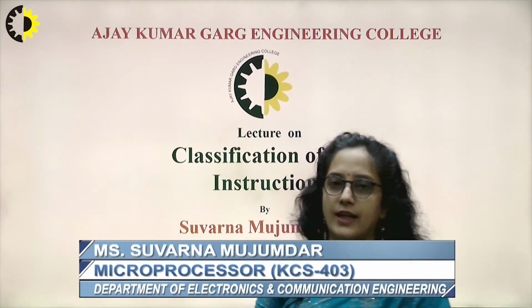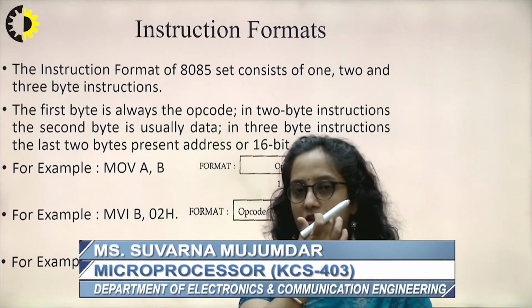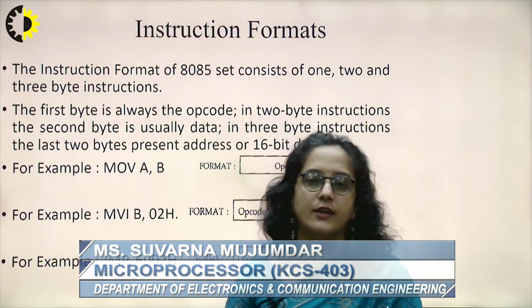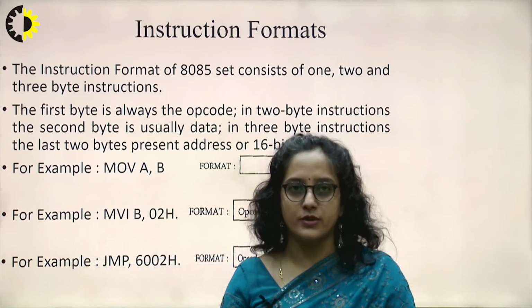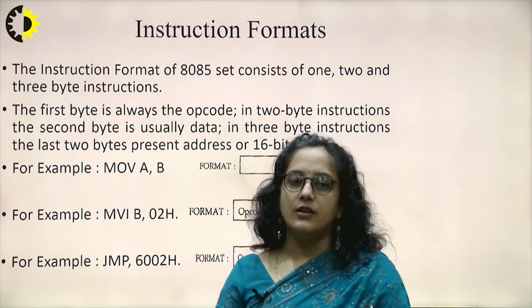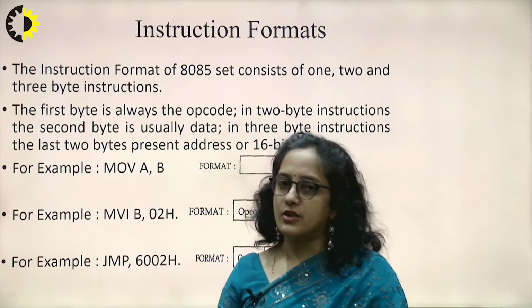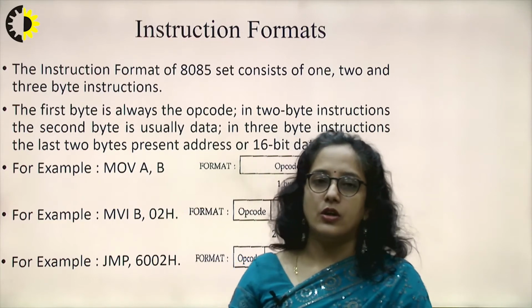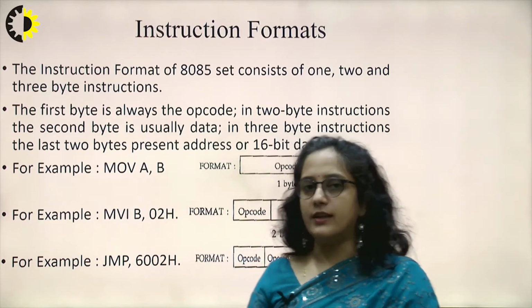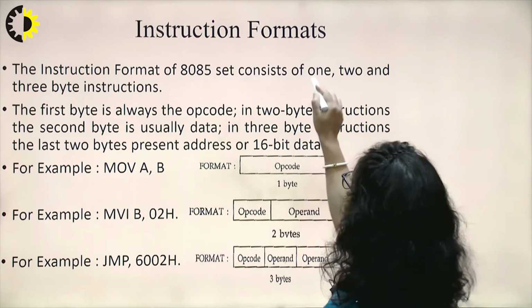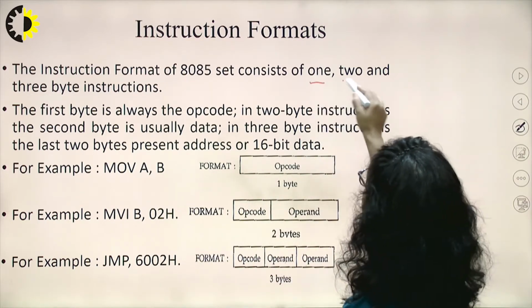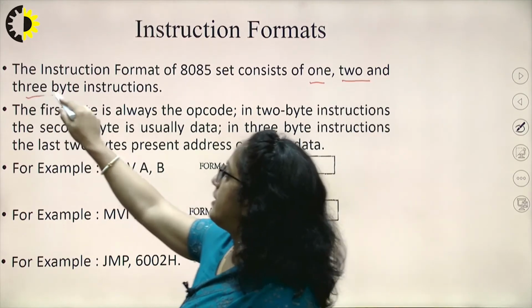In this lecture, we are going to discuss the different types of instructions involved in writing a program for the 8085 microprocessor. In the last lecture, we discussed instruction format. As you are aware, there are three types of instructions: 1 byte instruction, 2 byte instruction and 3 byte instruction.